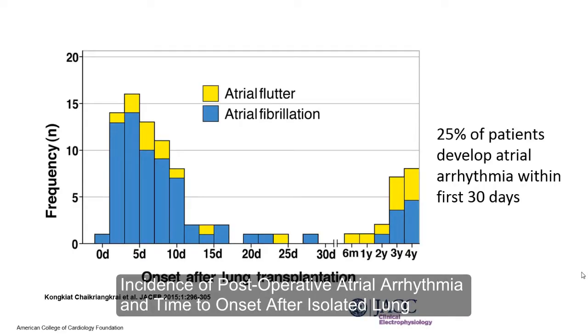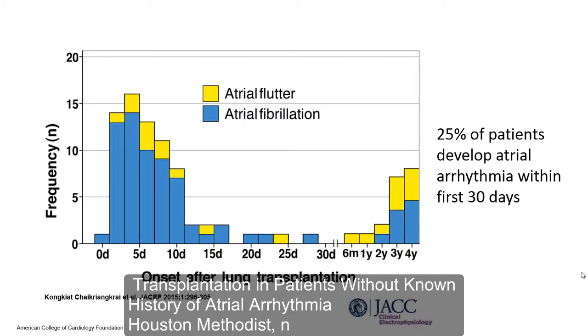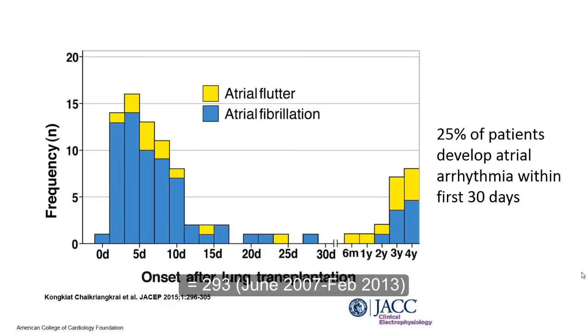So just to get a little overview of how common it is, there is this study that was done in a center, I forget where the center actually, it was Houston Methodist, and they published this in 2015. They looked at about 300 of their patients over, as you can see, a 4-year period, and within the first 30 days, 25% developed AFib, and you can see that rate in that post-operative period is the highest incidence with AFib and A-flutter.